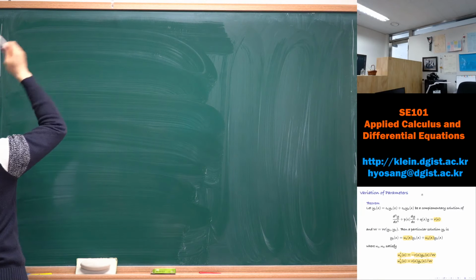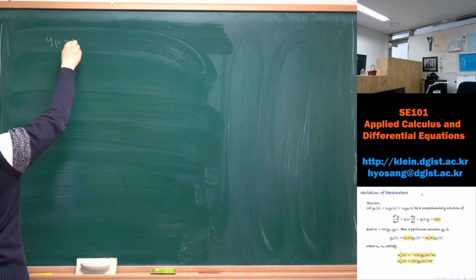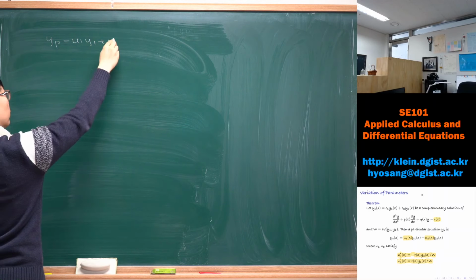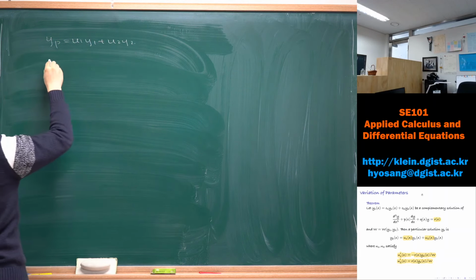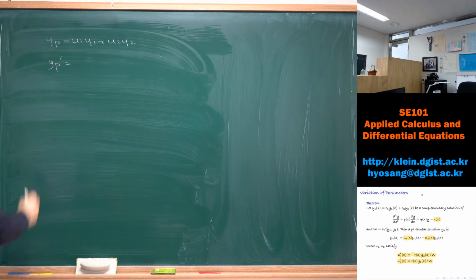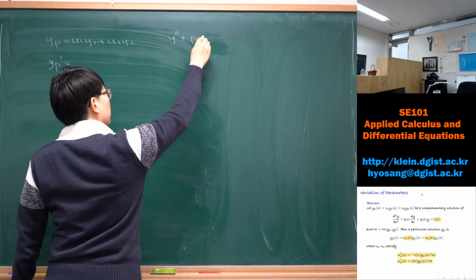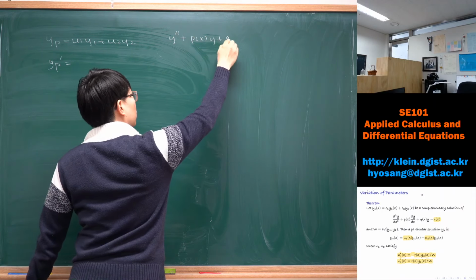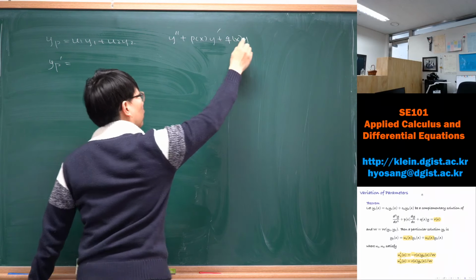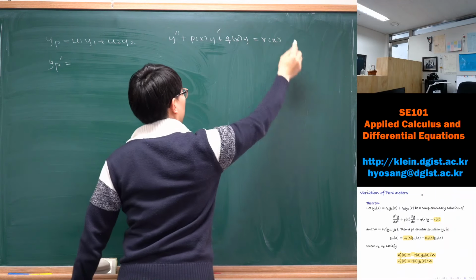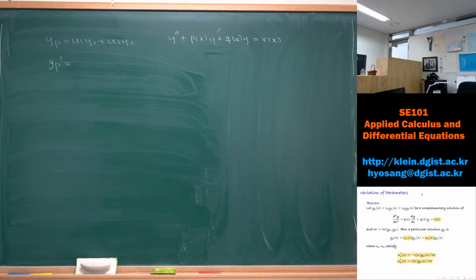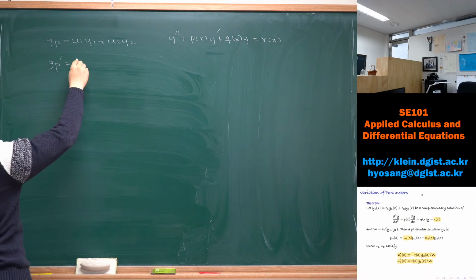Okay, so let's start with y_p. I'm trying to explain why we have this formula. I want this to be the solution of y'' + p(x)y' + q(x)y = r(x). So let's try to take a derivative.